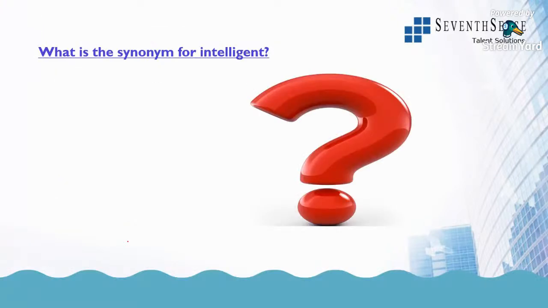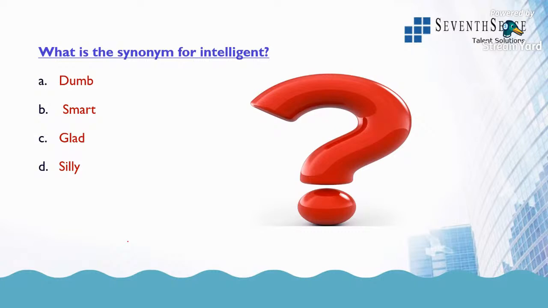What is the synonym for intelligent? What will be the answer? Dumb won't be the answer, because a dumb person is nothing but a person who is not capable of speaking, right? Smart might be the answer, because intelligent persons are going to be smart in their working, right? So the right answer is smart.